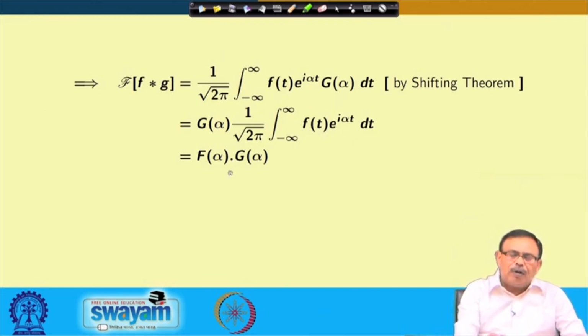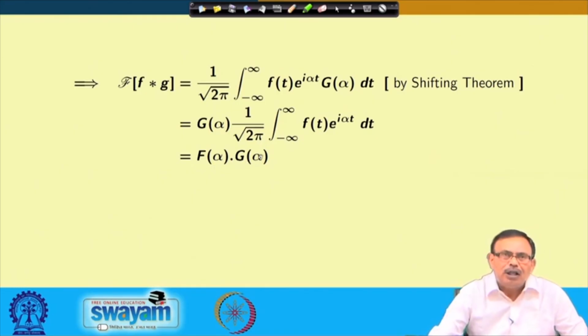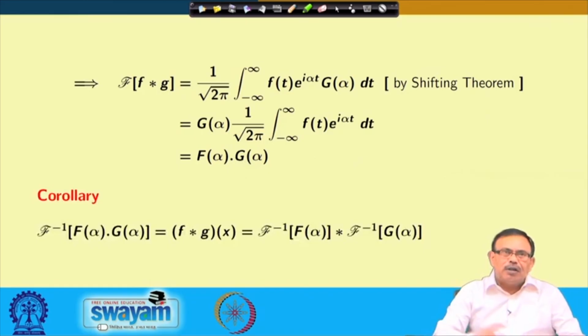So, this completes our proof that the Fourier transform of f star g equals the Fourier transform of f(x) into the Fourier transform of g(x). And from here we can draw this corollary: the Fourier inverse of F(alpha) into G(alpha) equals the Fourier inverse of F(alpha) convolution the Fourier inverse of G(alpha).